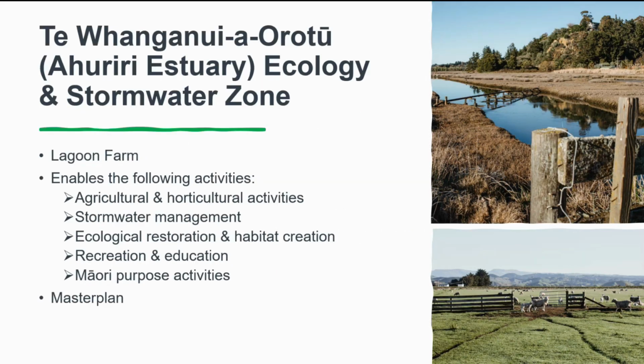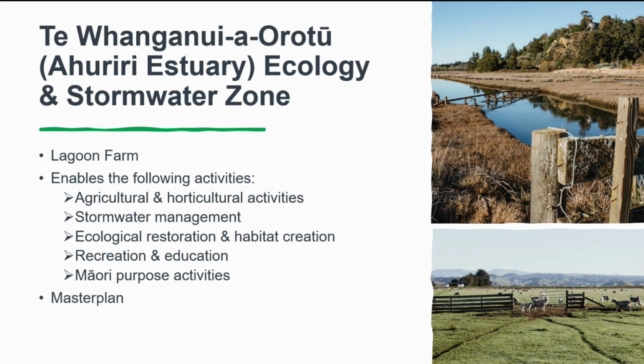The Te Whanganui a Orotu Ecology and Stormwater Special Purpose Zone relates to the 289 hectare farm to the north of Prebensen Drive, known as Lagoon Farm. This farm has been owned and operated by Napier City Council for many years as a pastoral farm. The new zone provisions enable the existing pastoral farming operations to continue without any additional restrictions.